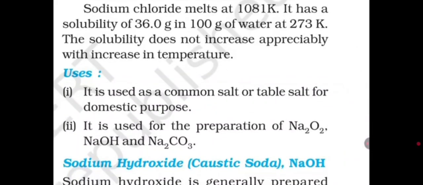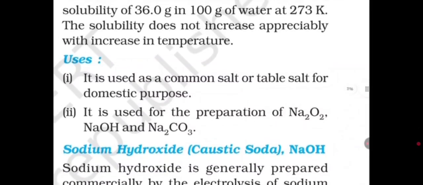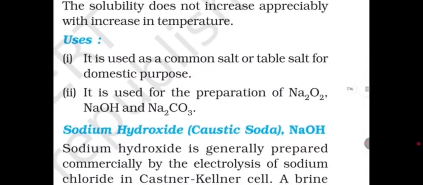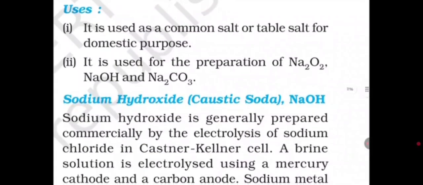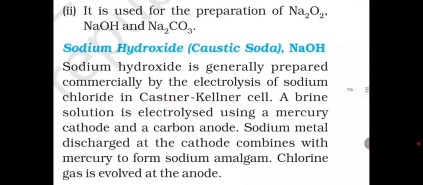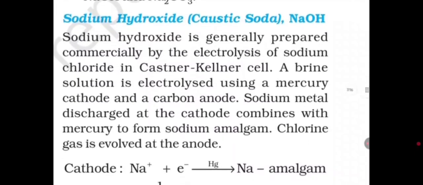Sodium chloride melts at 1081 Kelvin. It has a solubility of 36.0 gram in 100 gram of water at 273 Kelvin. The solubility does not increase appreciably with increase in temperature. Uses: firstly, it is used as common salt or table salt for domestic purposes. Secondly, it is used for the preparation of Na2O2, NaOH and Na2CO3.